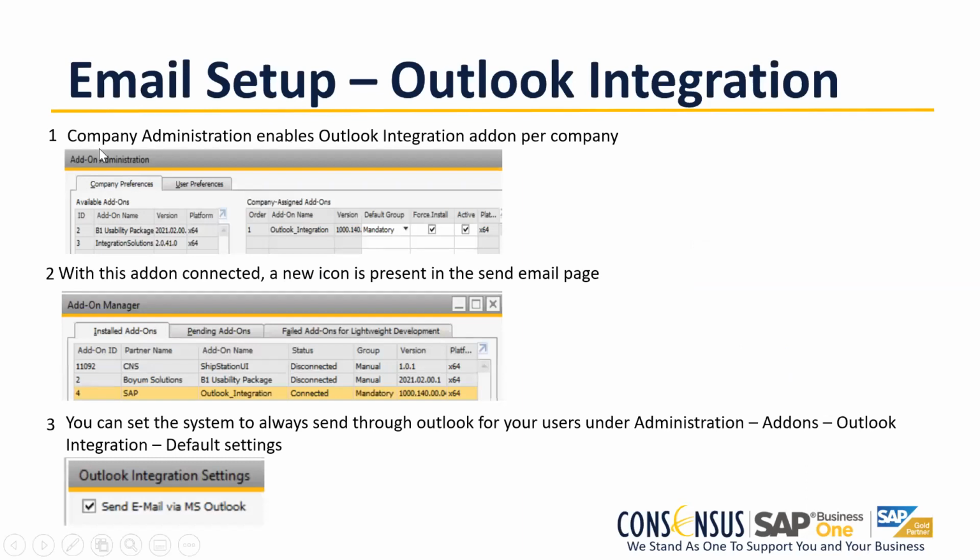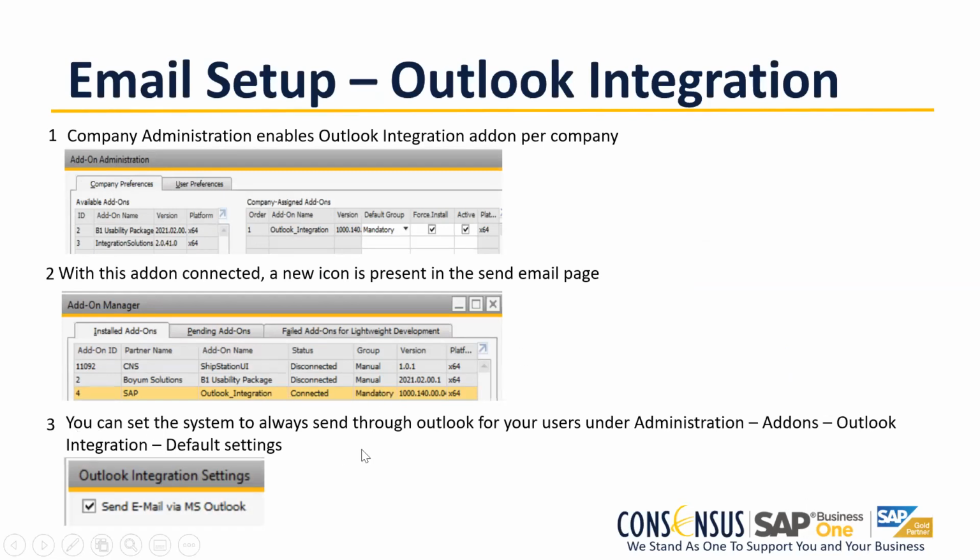Here's what that looks like in the add-on administration. So like we said, this is for dedicated environments where you have access to this stuff. So in add-on administration, you just turn on Outlook integration. It's an add-on that comes by default. It's provided by SAP. Then you make sure it's connected. So the next time you log on to the company, it should be connected.